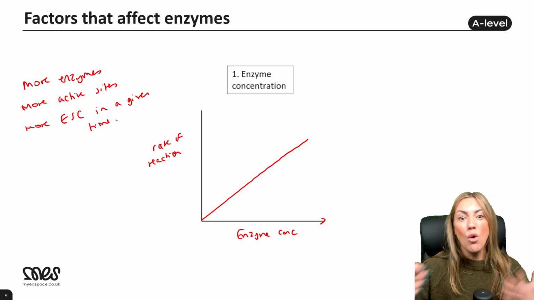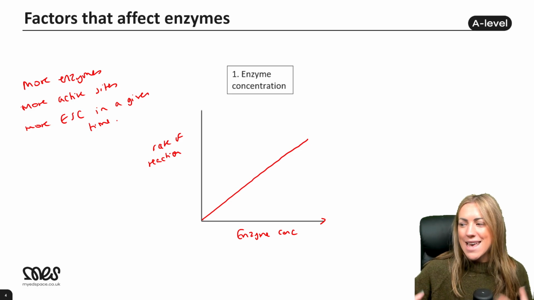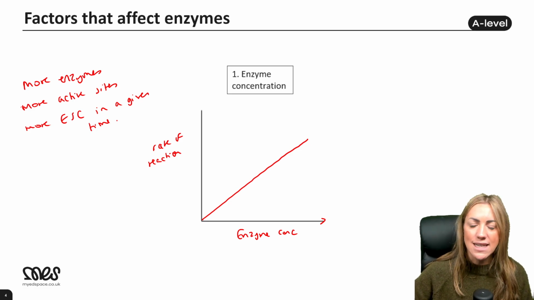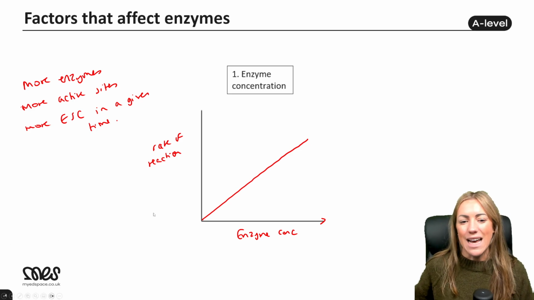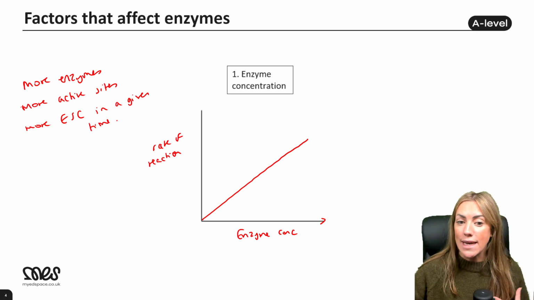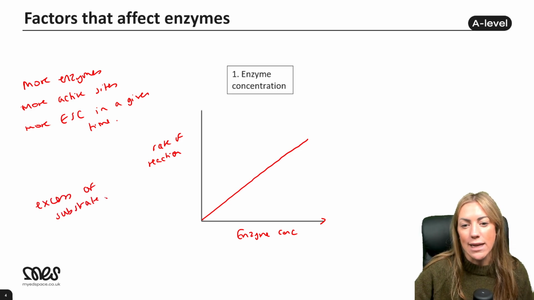It's kind of like having more workers in a factory, yeah? More people to do the job. Here, if I increase the concentration of enzyme, I've got more available active sites, which means more enzyme substrate complexes can form, and I'll get a faster rate of reaction. Now, in this graph, I am assuming, aren't I, that there is an excess of substrate. Let's just write that down and try and explain that a little bit more.